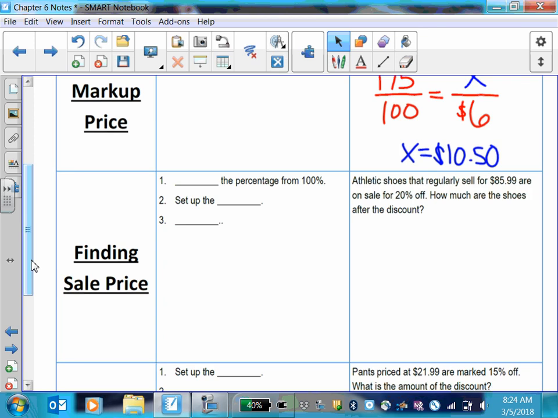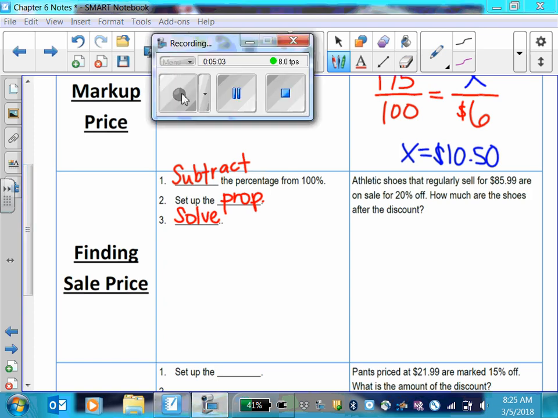So when finding the sale price, instead of adding, because we're not going to pay more, we're actually going to subtract from 100. And then same thing, set up the proportion, and then solve. So those 2 bottom steps never change. But now instead of adding, because mark it up, it makes sense. You're adding, you're marking it up. Subtracting is a discount, so you're taking away. Questions on these 3 steps? Let's start. Okay, so here we go.